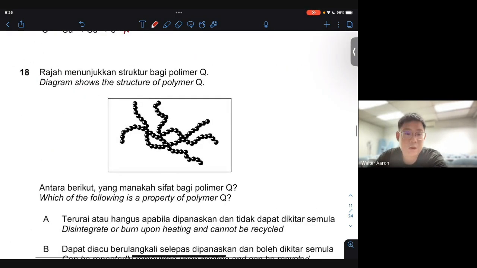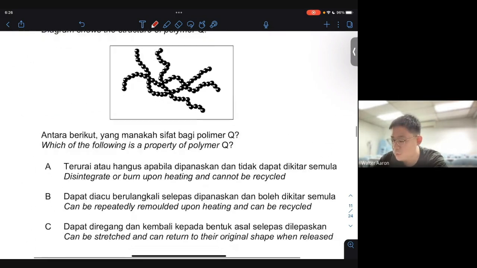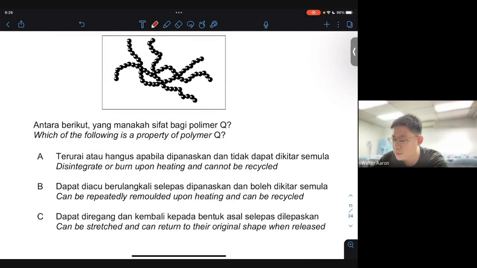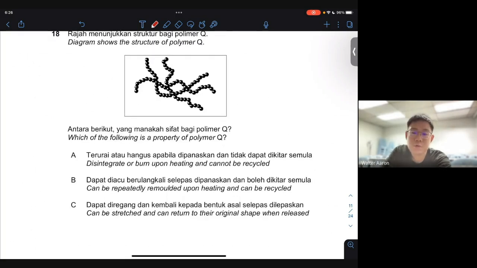For number 18, the diagram shows the structure of polymer Q. It's a very long chain polymer. Which of the following is a property of polymer Q? I would say the best answer for number 18 here would technically be B. Why?